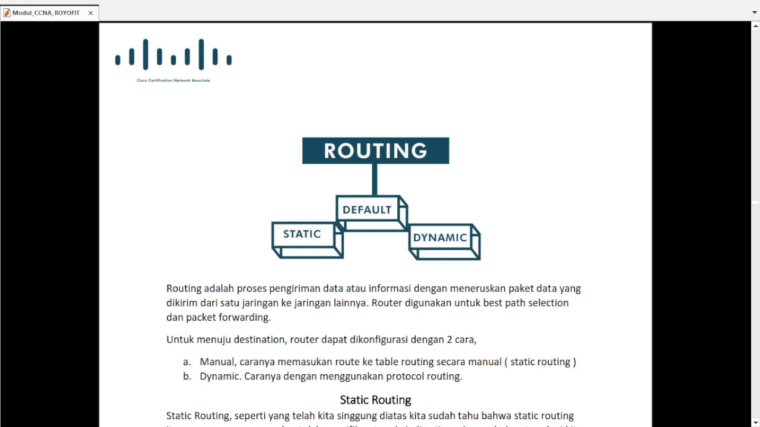To get to a destination, the router can be configured in two ways. The first is manual, how to enter the route into the routing table manually, static routing. And the second is dynamic. You do this by using a routing protocol. Now, let's go to static routing.